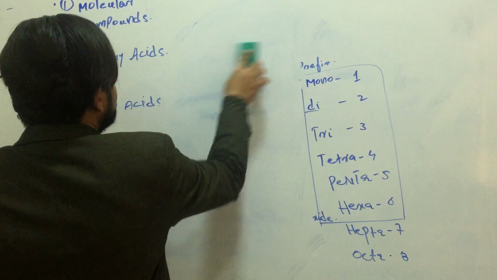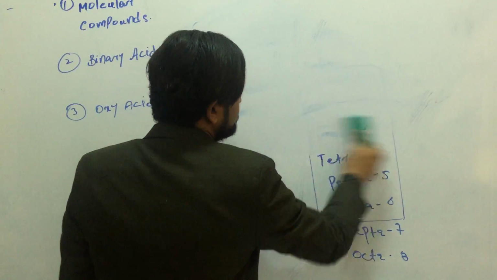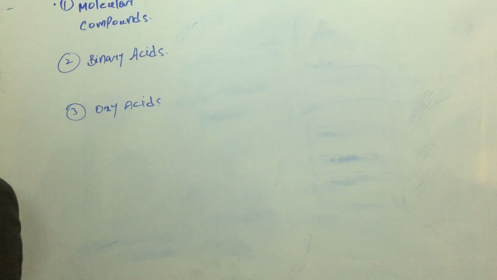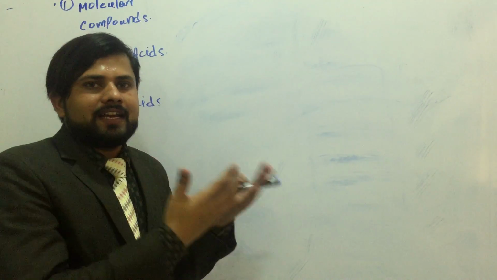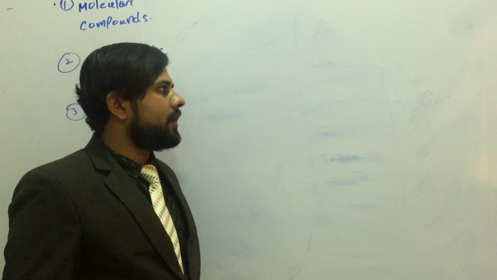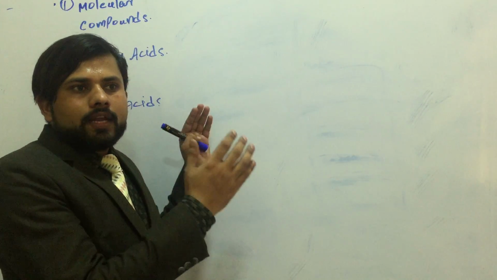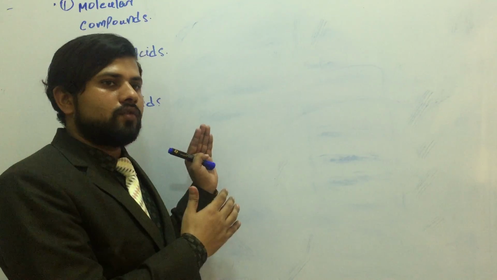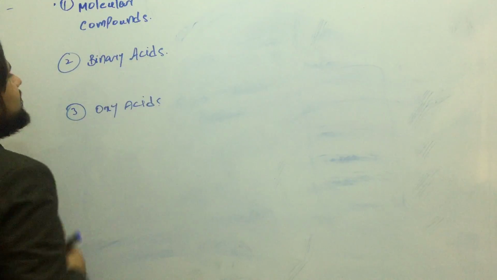Now let's talk about the second point, your binary acids. How to name the binary acids? By the way, if we don't know what a binary acid actually is, how are you going to name it? Alright, let me tell you what a binary acid is. A binary acid is a compound involving one atom of hydrogen and another element. There can be only two elements, hydrogen and one other. Hydrogen must be there to be a binary acid.